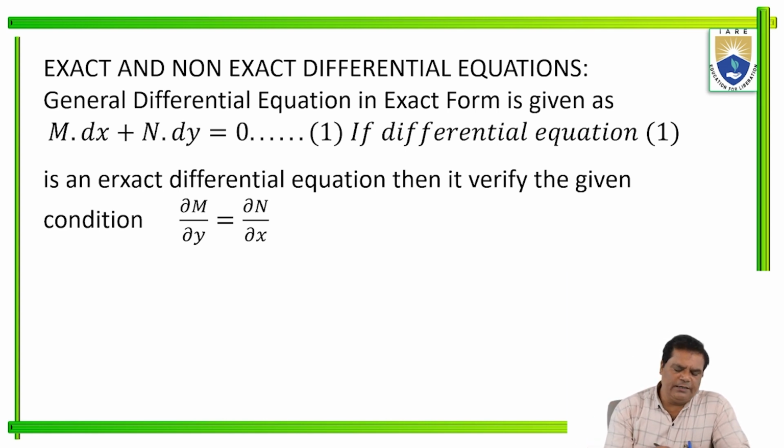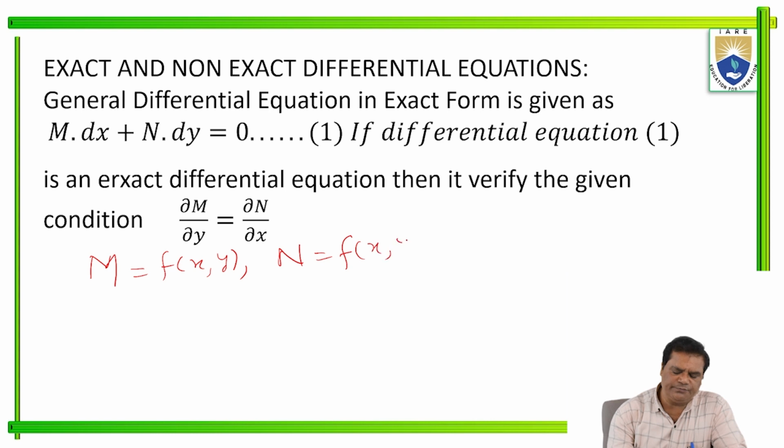A general differential equation, of any type, is written like this: M is a function of x and y, and N is also a function of x and y. There are two elements, M and N, in our differential equation. M is the first function of x and y and N is the second function of x and y. So a differential equation has the form M dx plus N dy.